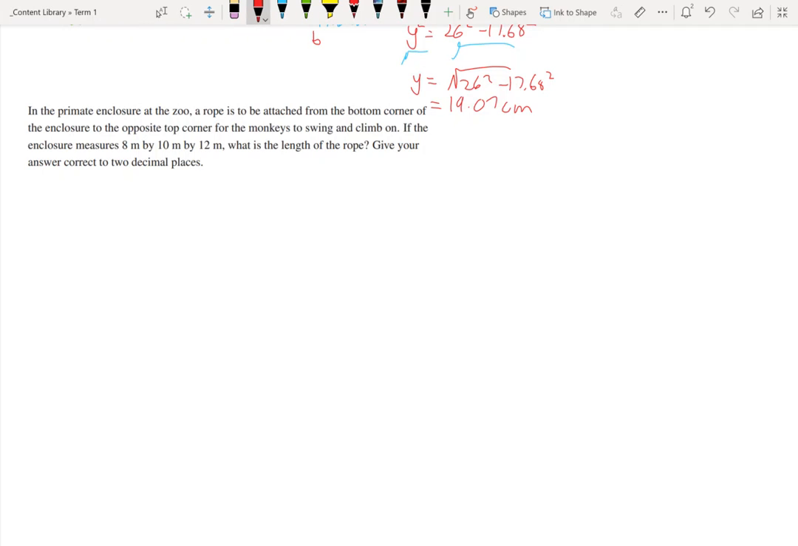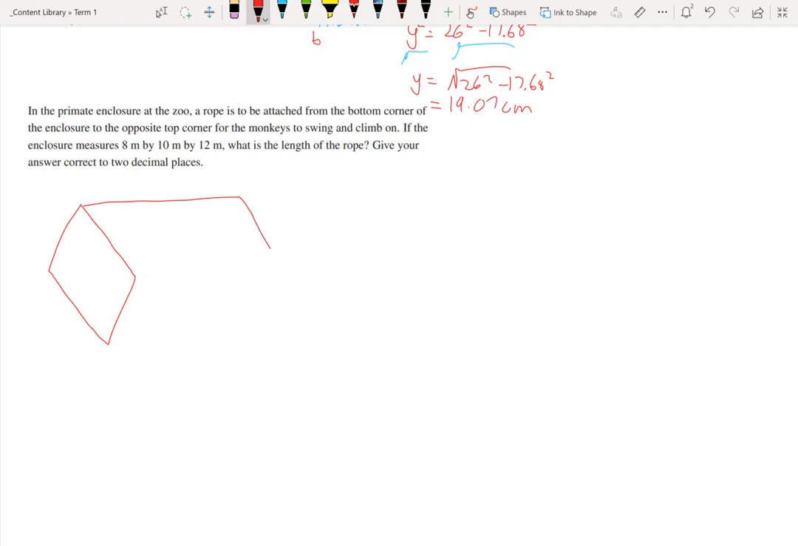Okay, so in a primate enclosure, a rope is attached from the bottom corner of the enclosure to the opposite top corner. If the enclosure is 8 by 10 by 12, what's the length of the rope? Okay, so let's draw our situation here. We know it's a room, and it tells us it's 8 by 10 by 12, so it's obviously like a rectangular prism. So let's draw that.